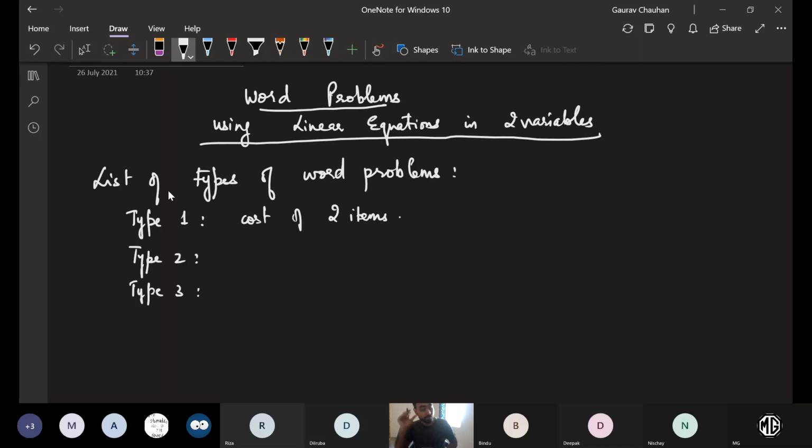It will be very simple. Cost of 3 bats and 6 balls is this much. Cost of 7 balls and 9 bats is this much. Find the cost of 1 ball and 1 bat. It'll be very simple like that.